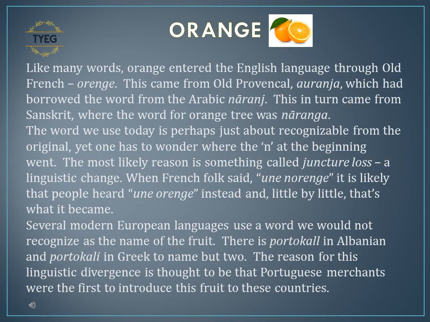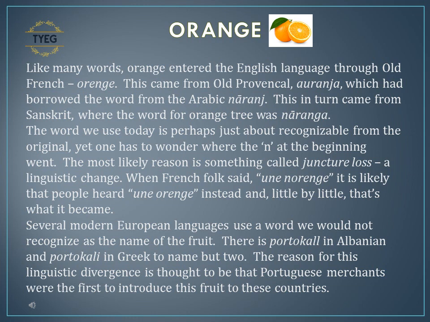Orange. Like many words, orange entered the English language through Old French, orange. This came from Old Provençal, oranja, which had borrowed the word from the Arabic orange. This in turn came from Sanskrit, where the word for orange tree was nranga. The word we use today is perhaps just about recognizable from the original, yet one has to wonder where the "n" at the beginning went.